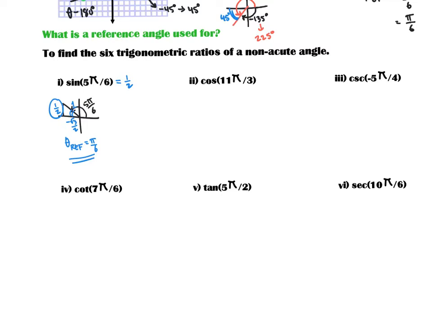Okay, cosine of 11 pi over 3. All right, so where does 11 pi over 3 land on the unit circle? Well, I'm going to find a coterminal angle.